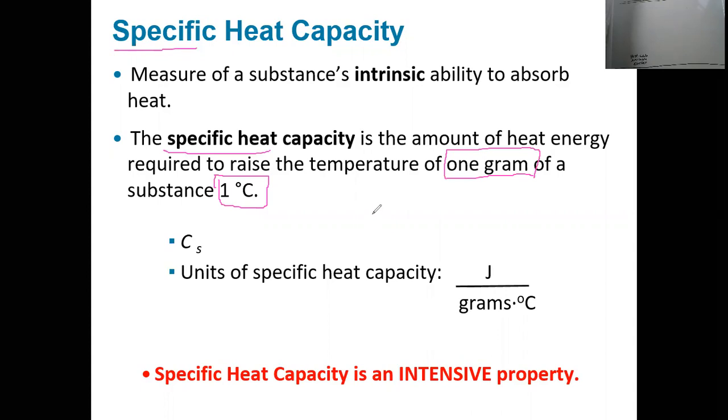Whereas if you have a gallon of water and a glass of water, the heat capacity of a gallon of water would be larger than the heat capacity of a glass of water. Okay, so specific heat capacity is an intensive property, and that's because it's more like a ratio. Okay, we're saying joules per gram degree Celsius. So we're breaking it down.